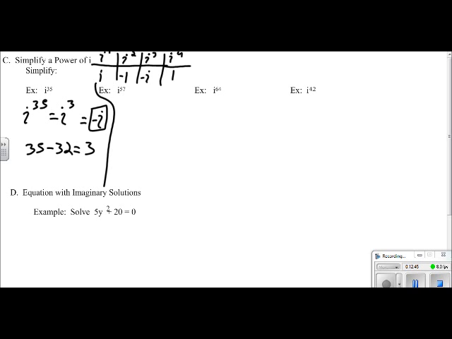Looking at our second example, I to the 57th, well, for 57, the next closest multiple of 4 would be 56, because 4 times, I think it's 14, would be 56. So we would take away 56 and be left with 1. So I to the 57 is the same as saying I to the 1, which we know from our table up here is just I.